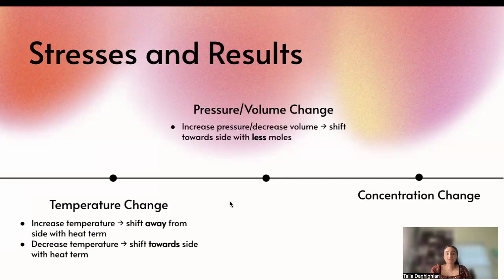Our next change is pressure and volume change. And these two variables are interrelated, as we learned in gases, P1 V1 equals P2 V2. So if we increase pressure, that means we are decreasing the volume because these variables are inversely proportional. And we are going to shift towards the side of the reaction that has less moles. And for that, you're going to look at the stoichiometric coefficients.